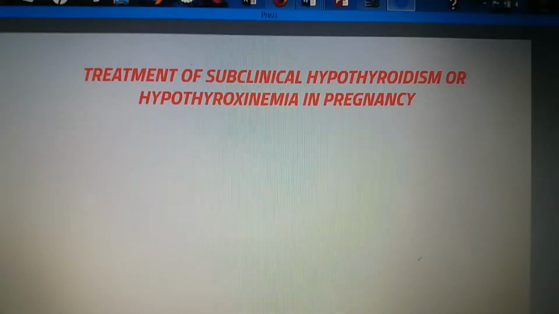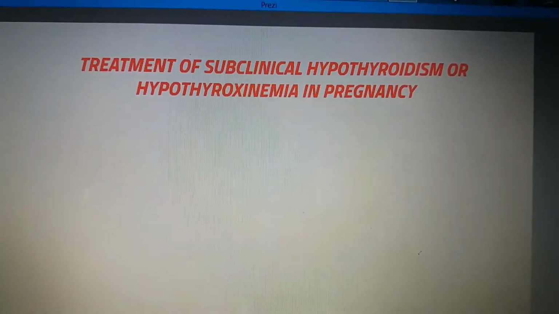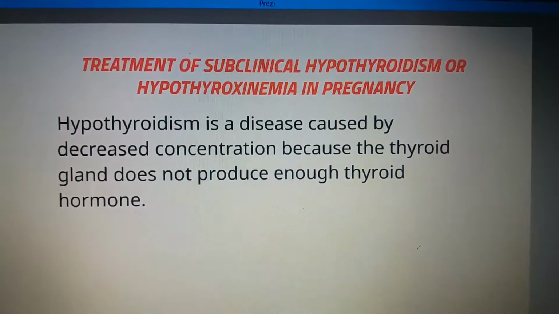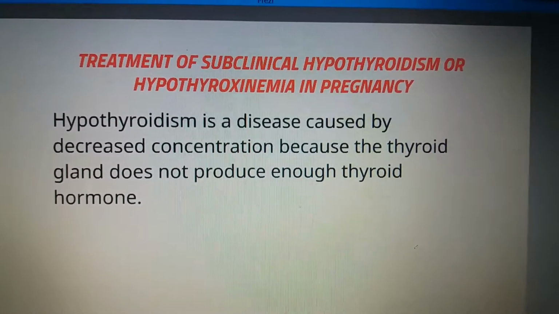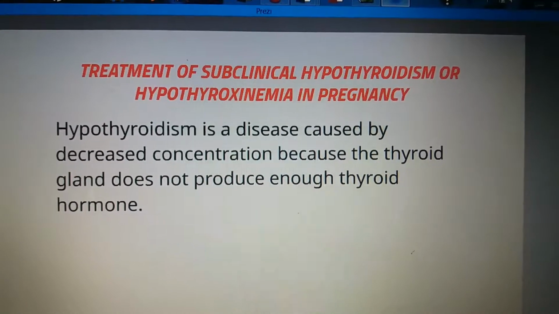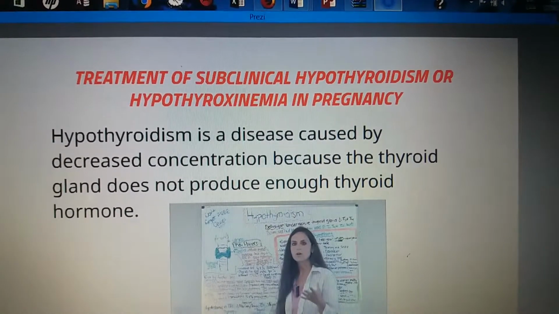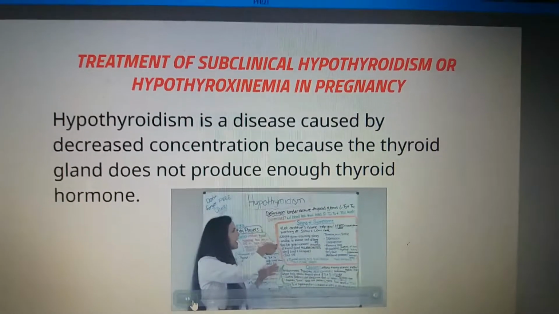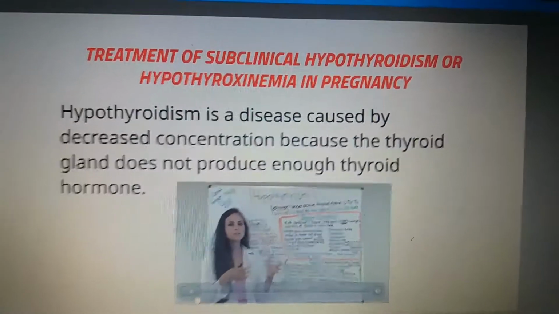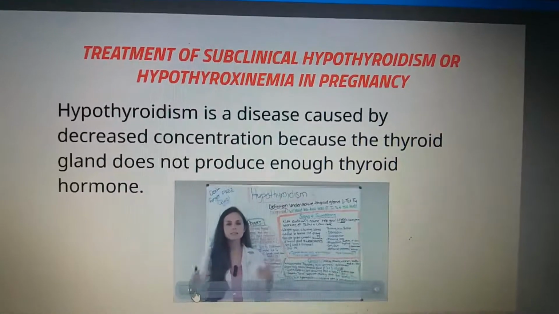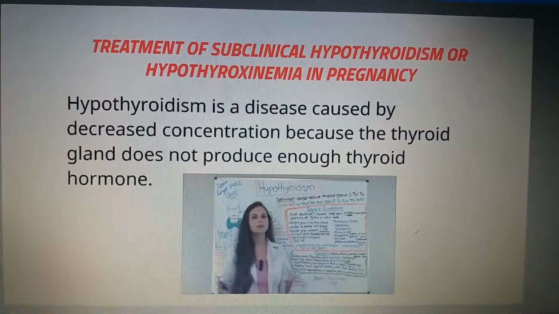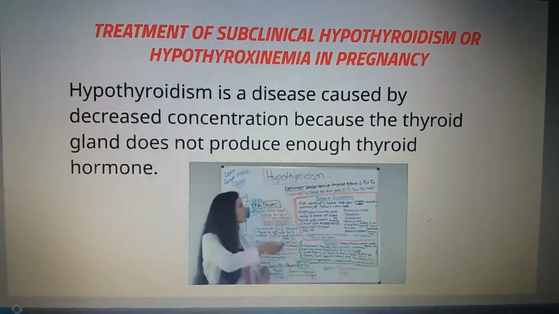Treatment on subclinical hypothyroidism or hypothyroidism in pregnancies. Hypothyroidism is a disease caused by decreased concentration because the thyroid gland does not produce enough thyroid hormone. What is hypothyroidism? Plain and simple, it is an underactive thyroid gland that isn't producing enough T3 and T4, which are thyroid hormones that keep our body working efficiently.